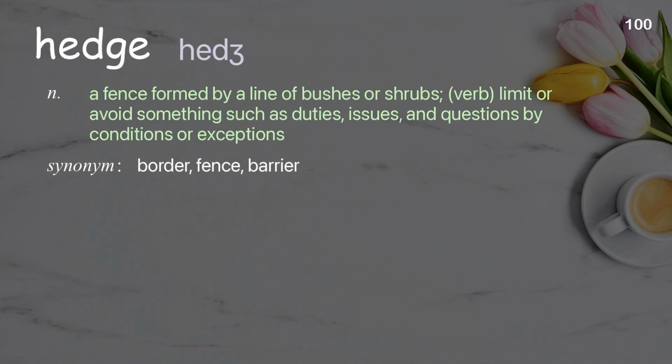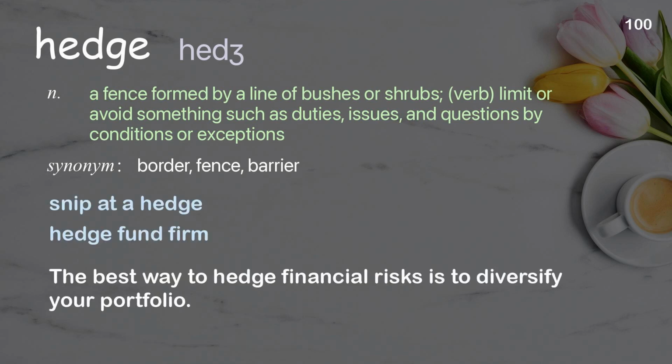Hedge. A fence formed by a line of bushes or shrubs. Verb: limit or avoid something such as duties, issues, and questions by conditions or exceptions. Examples: snip at a hedge. Hedge fund firm. The best way to hedge financial risks is to diversify your portfolio.